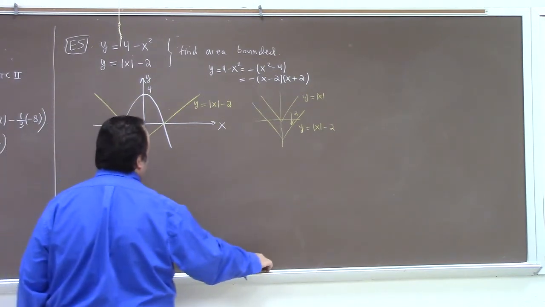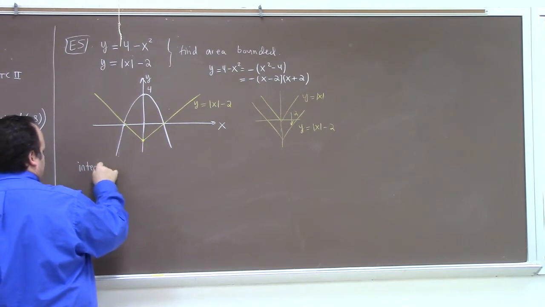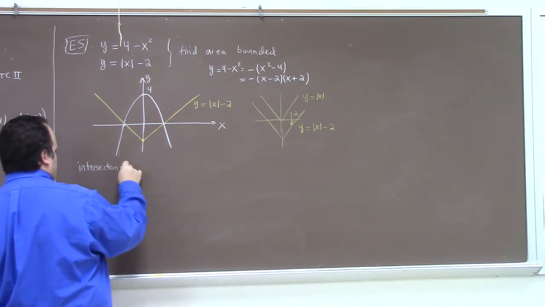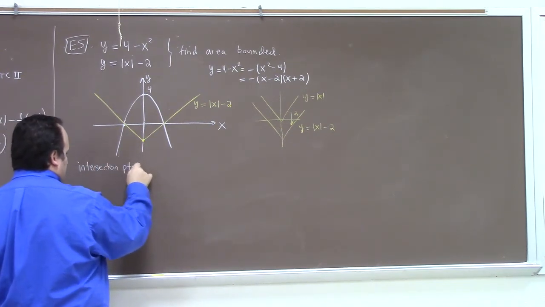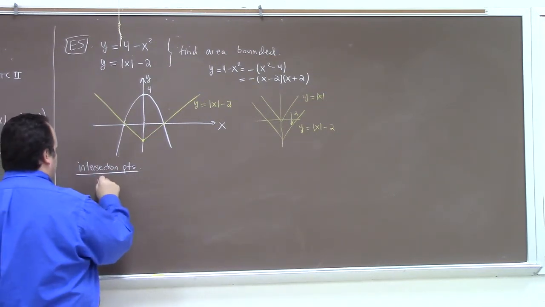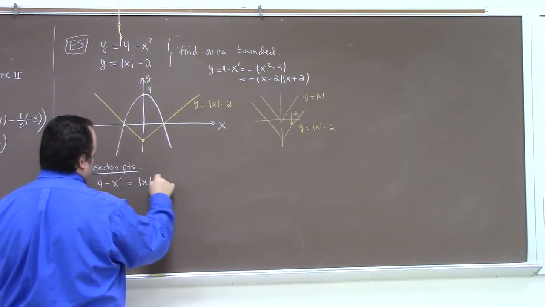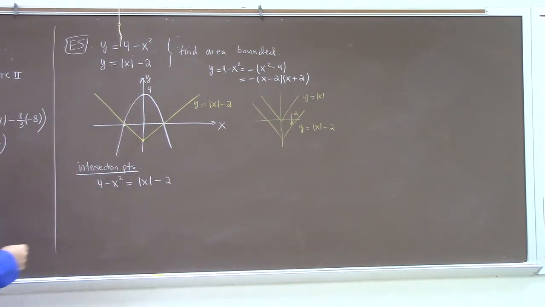At some point, I always debate whether or not to find the intersection points before I set up the rectangle or after. I'll do it before this time. So we're looking for where 4 minus x squared equals the absolute value of x minus 2. That's where they meet, where the graphs intersect, where both equations are true. So I can set y equal to y to find the intersection points.